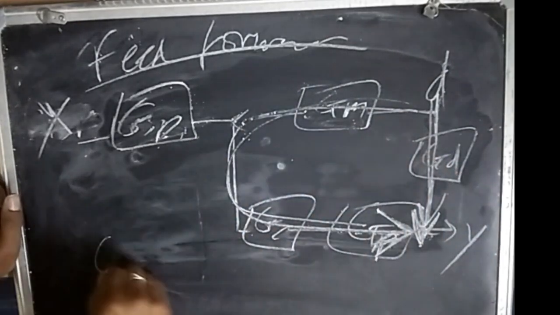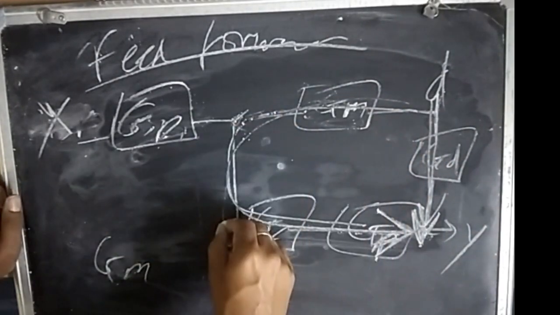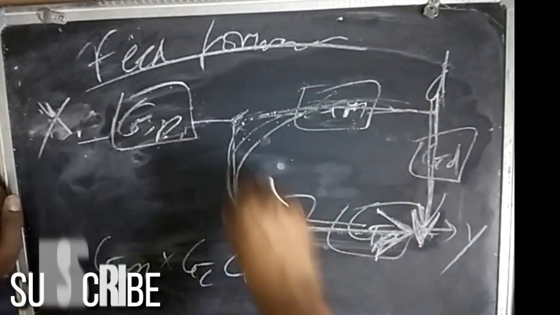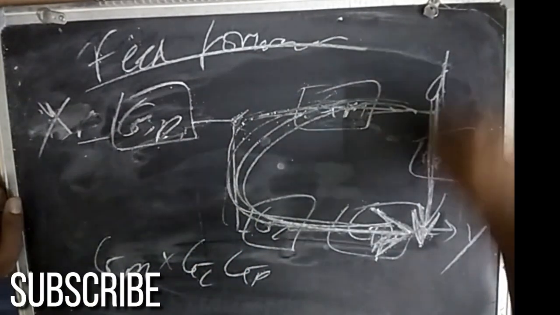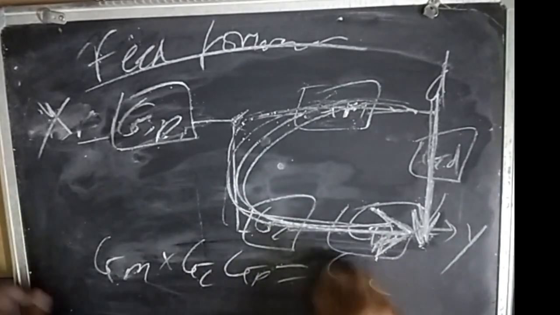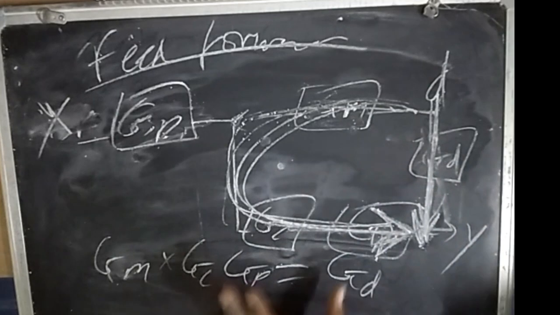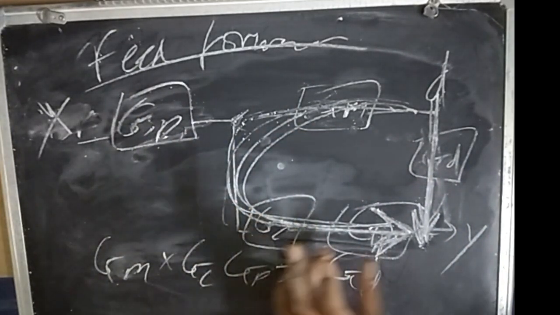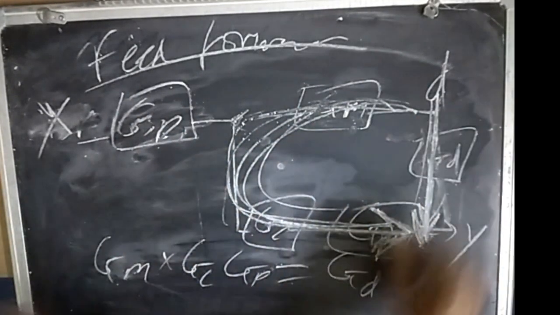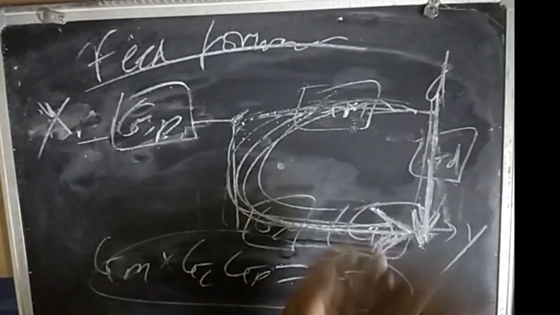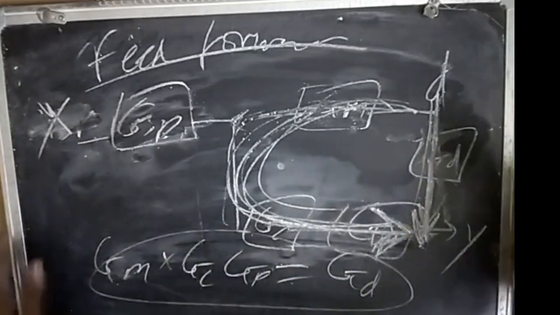How they cancel: GM goes into GC into GP, and this whole thing coming here and the disturbance coming here should be equal. A way to remember this is that GD should be equal to GM GC GP. When they are equal, this thing will get cancelled, because it is coming here and here.